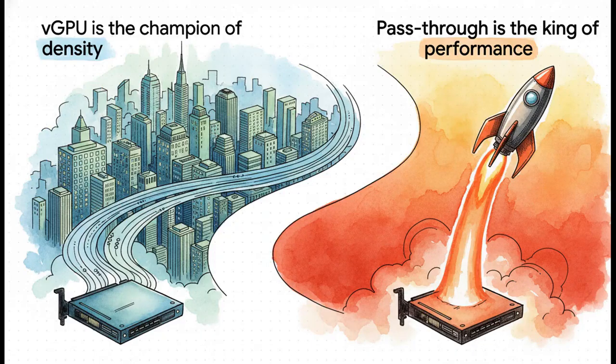And that brings us to the core trade-off, right? This is really the heart of the matter. vGPU is without a doubt the champion when it comes to density. It's perfect for things like virtual desktop infrastructure, or VDI, where you want to cram as many users as possible onto a single piece of hardware to save money. Pass-through, on the other hand, is the king of raw performance, built for those massive AI jobs that need every single drop of power.